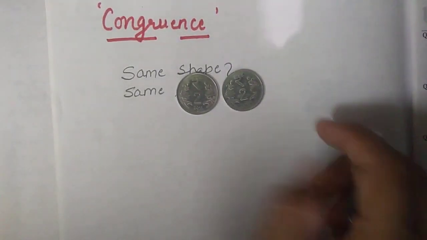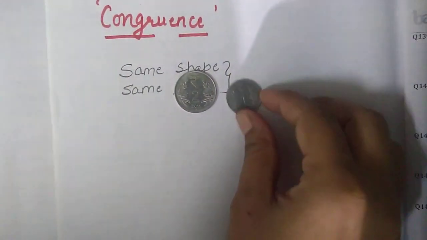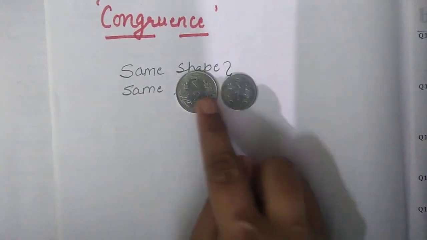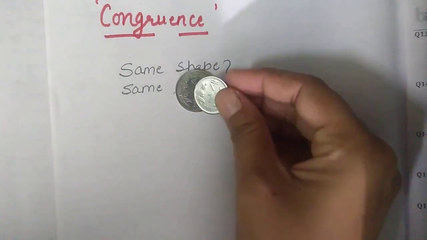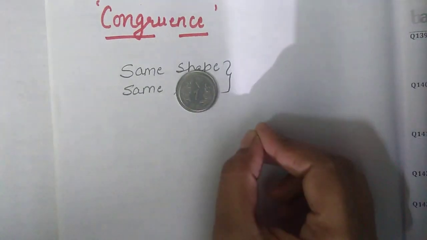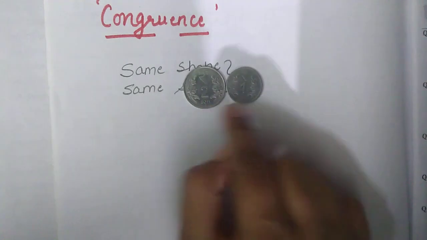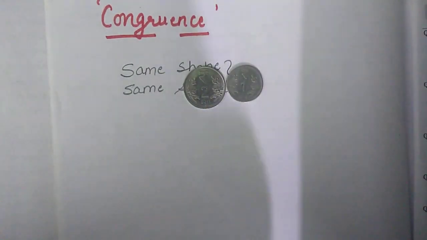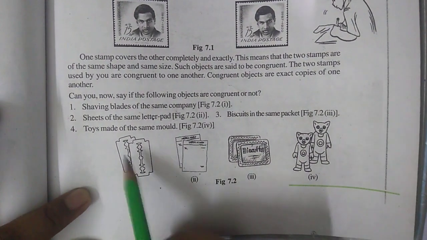Now if I replace one 2 rupee coin with 1 rupee coin, then are these congruent? No, because they are having same shape but their size is different, or you can say they are not completely overlapping each other. So we can say that these two coins, that is one rupee coin and 2 rupee coin, are not congruent. These are some examples given in your NCERT book.